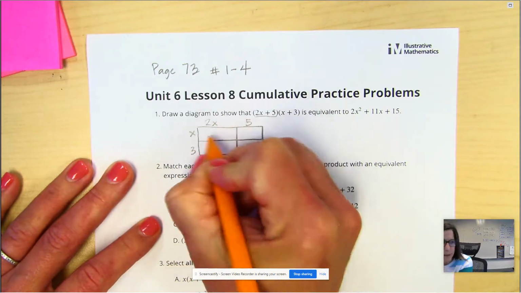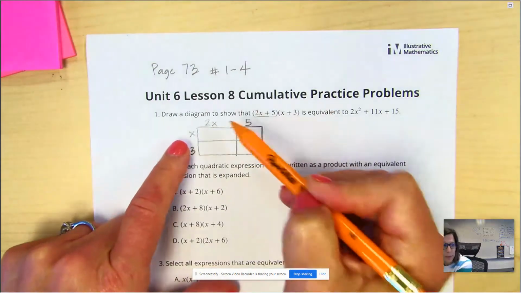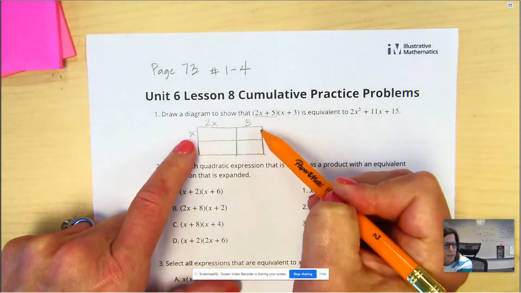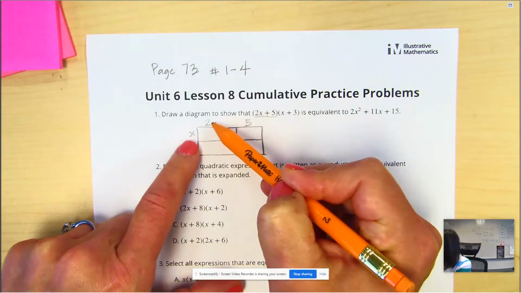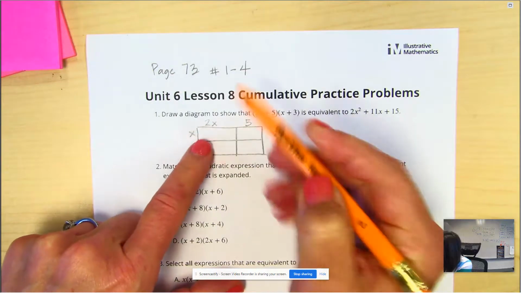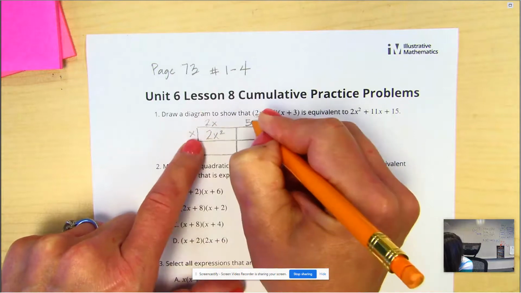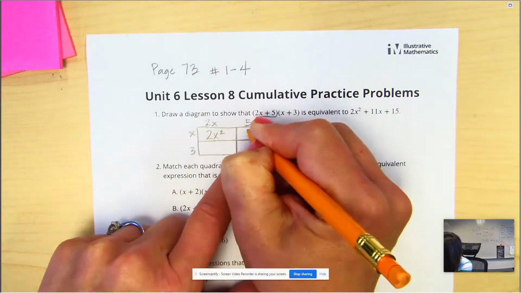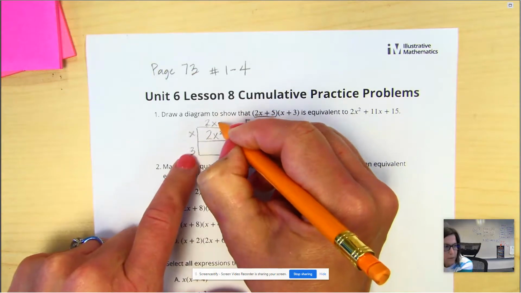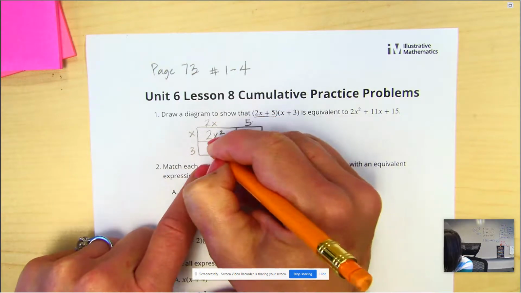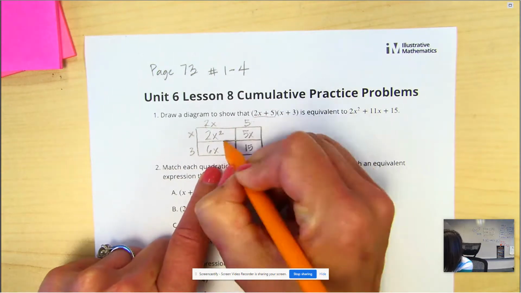And it doesn't matter how you draw it. Okay. Now, as we're multiplying, we're thinking of these as the dimensions of the sides here, and we're going to multiply them. So 2x times 1x is really just 2x to the second power. Over here, 5 times x is 5x. 2x times 3, if you have 3 groups of 2x, 6x. And 3 times 5 is 15. So these are all of the products.